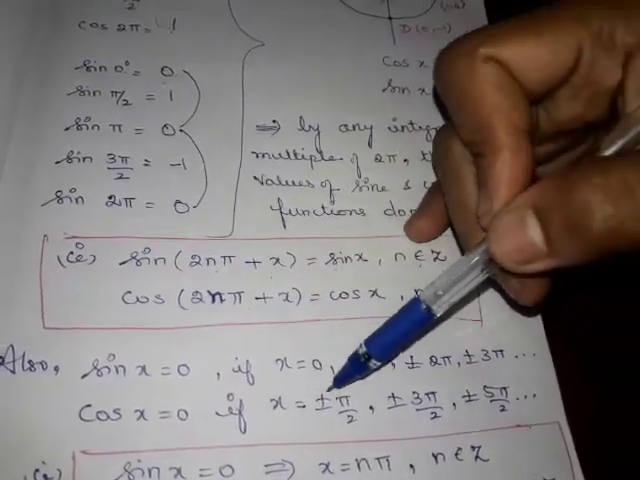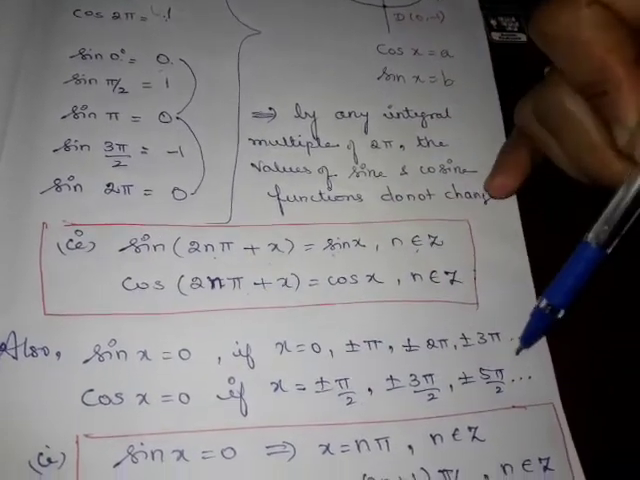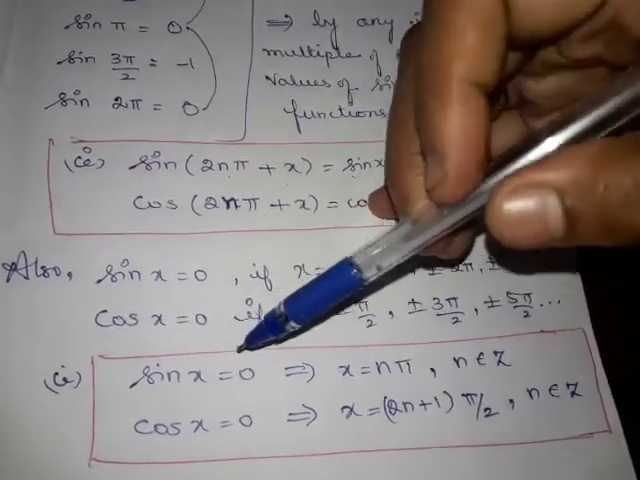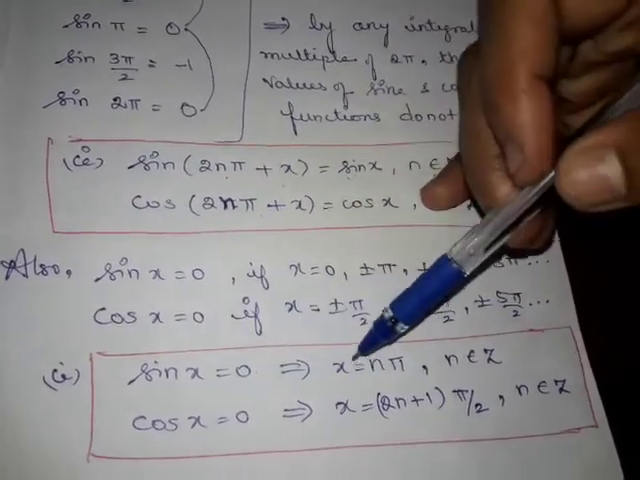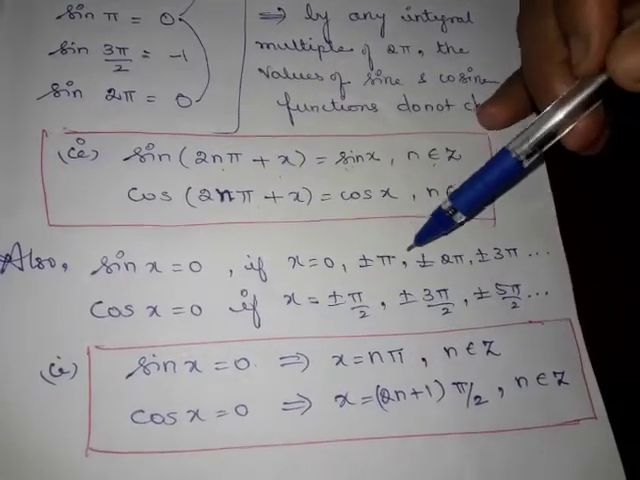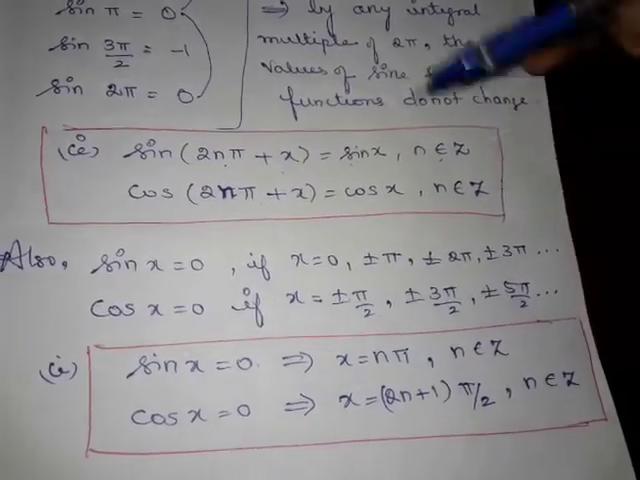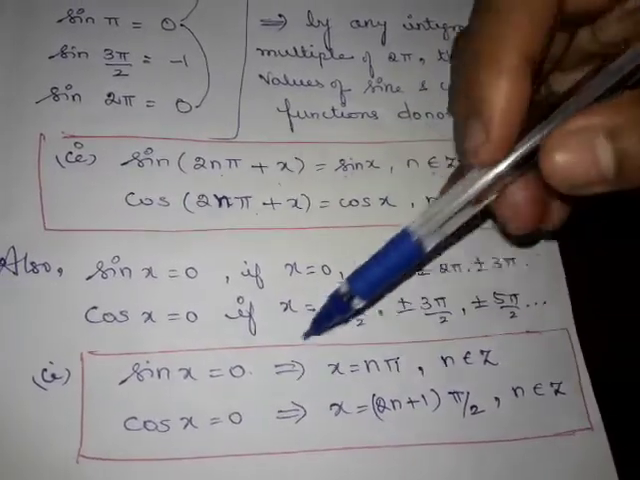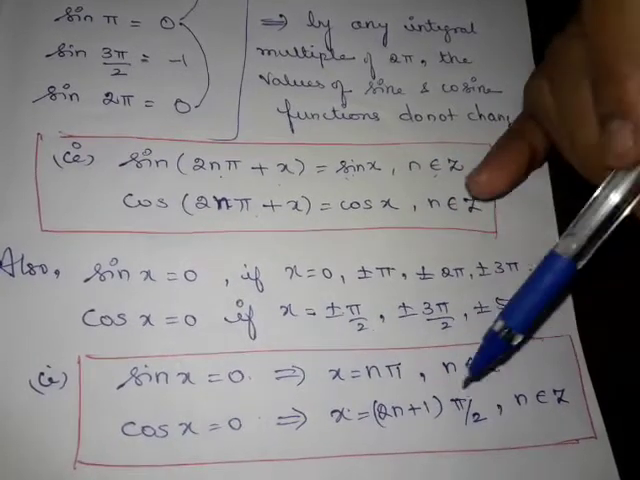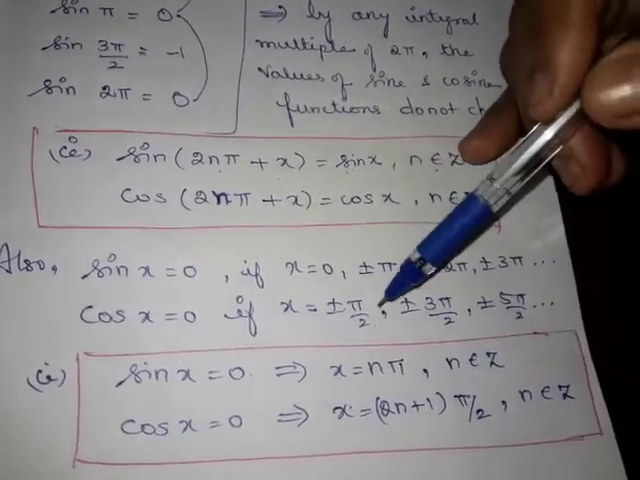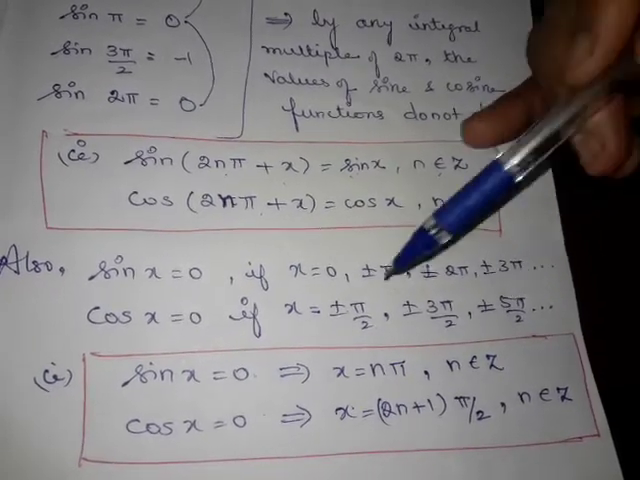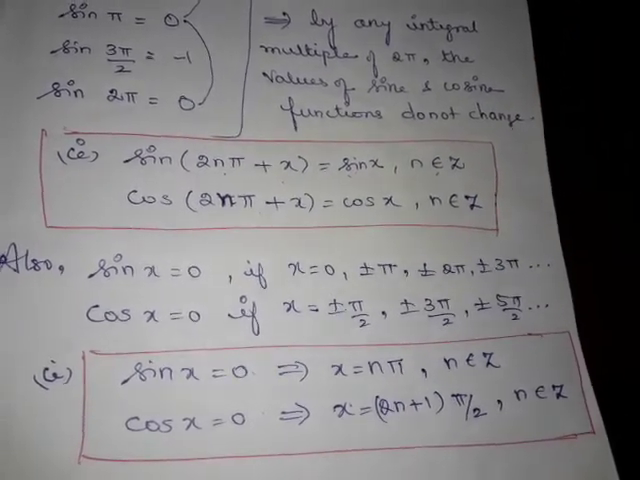So x is equal to plus or minus pi by 2, 3 pi by 2, 5 pi by 2, etc. How can we say this in general? Sin x will become 0 if the x value is an integral multiple of pi, because this is true for all multiples of pi. But cos x will become 0 only when x is an odd integral multiple of pi by 2, because we are not getting it for all multiples of pi by 2, only odd multiples of pi by 2, 3 pi by 2, 5 pi by 2, right?